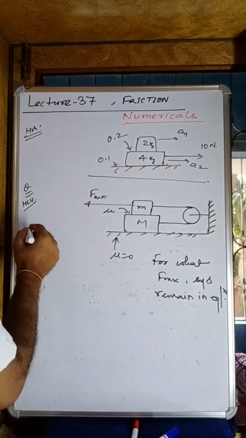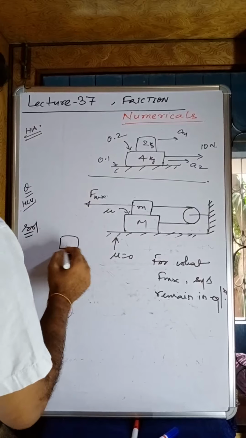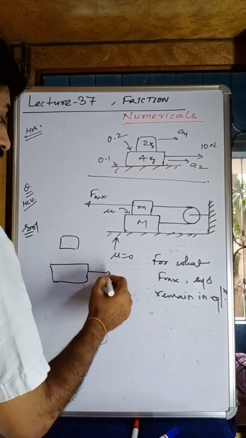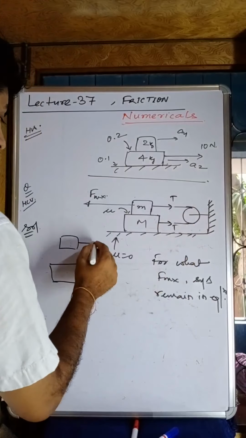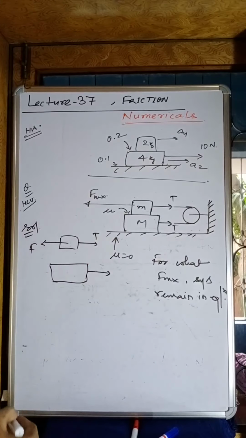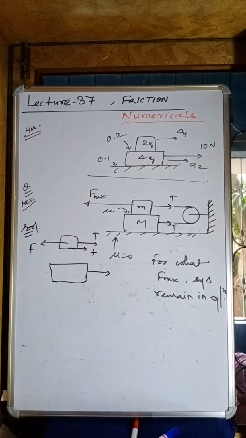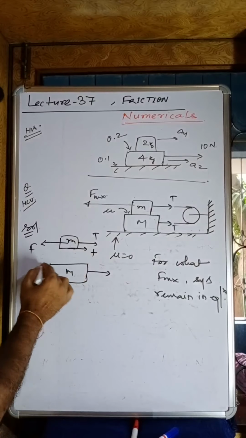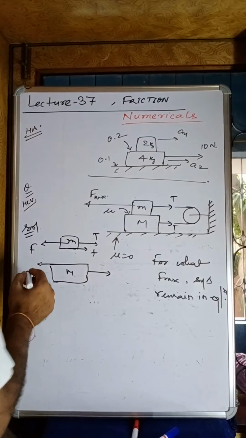Alright, let me solve this question. First, we have to see both the blocks individually. Remember, of course, there will be the tension T and T. If we are applying the force F here, this body will try to move in this direction, and the friction force will be in this direction. If there is a friction force over this mass M, the friction force on capital M will be in this direction. I hope you understand.